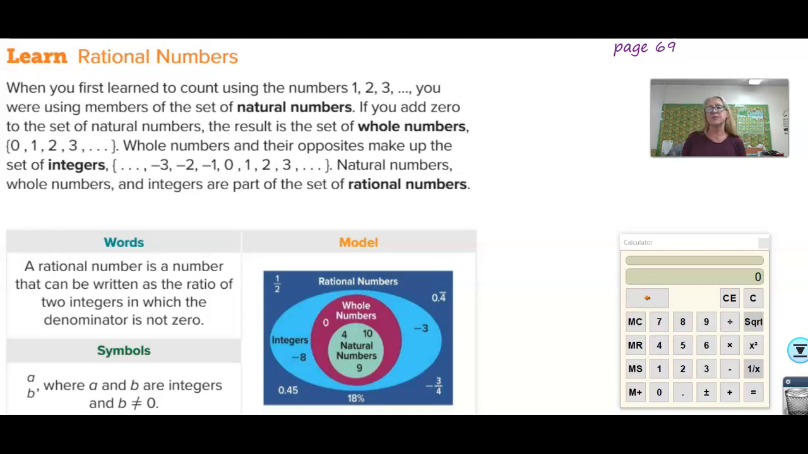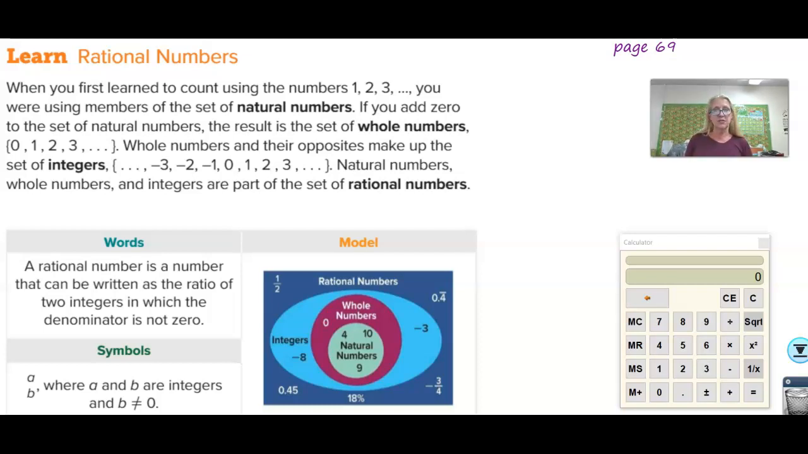Learn rational numbers. When you first learned to count using the numbers 1, 2, 3, you were using members of the set of natural numbers. Sometimes people call those counting numbers. Counting numbers and natural numbers are the same thing. You know them because that's what you started with when you were 3 years old and your mom taught you to tell how old you were. You were using the counting numbers or the natural numbers. Those numbers include 1, 2, 3, 4, 5, however high you could count.